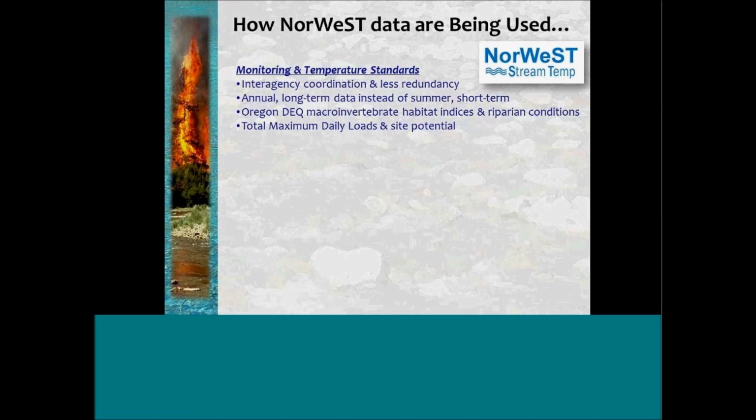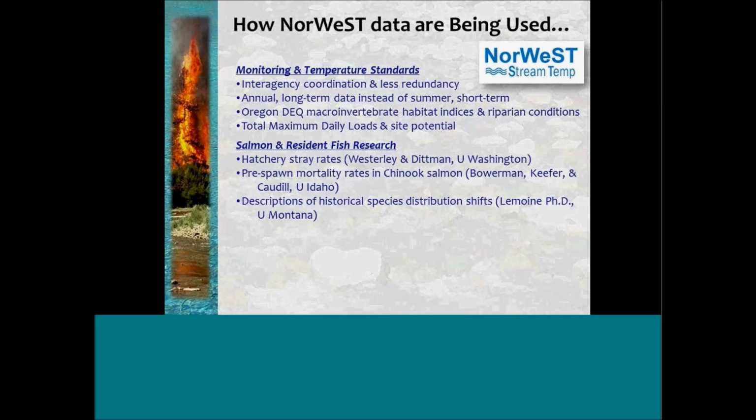And there's a big discussion going on about how TMDL standards might be revised to accommodate some of this information. In terms of how it's being used in salmon and resident fish research, Peter Wesley and Andy Dittman and Tom Quinn at University of Washington have a big hatchery stray rate database for the interior Columbia that they're using this temperature information with. It sounds like there's a big interannual temperature signal affecting the rate at which adult fish returning to hatcheries stray. And during warm years, they think they're seeing much higher stray rates than during cool years.